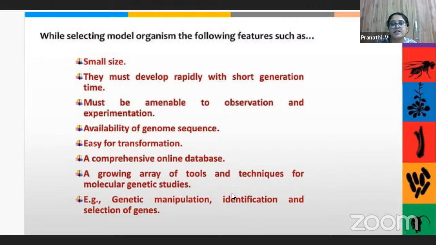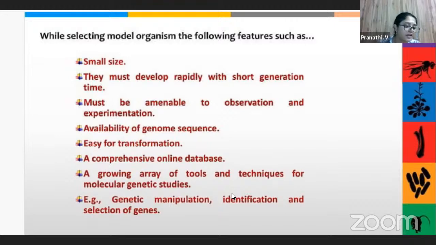We are looking at the size; it should be small, and its development should be short, and at the same time it should be easy to observe and to see its experiment. As such, availability of the genome sequence, and how easily the trait is being transformed within it, and at the same time is its genome already sequenced, and an array of tools and techniques for whatever molecular genetic studies we are doing. Is its genome easily manipulated, and are we able to easily select and identify its genes?